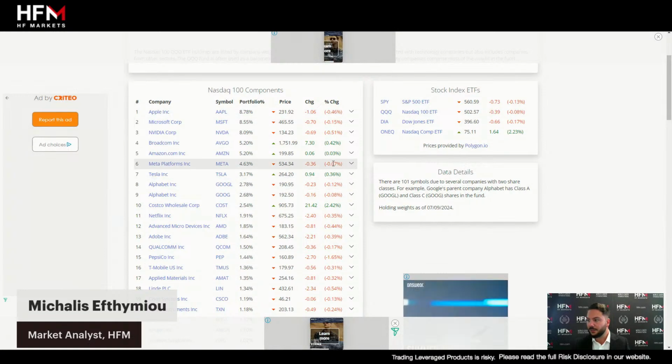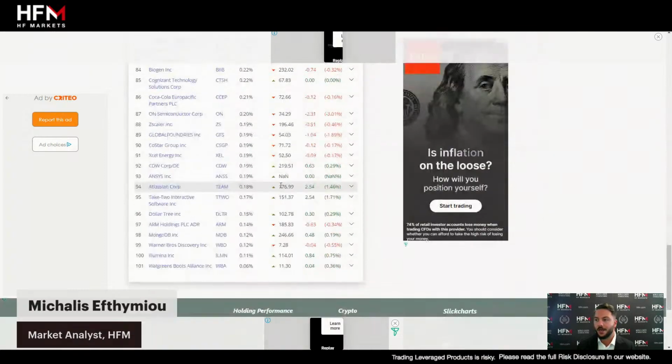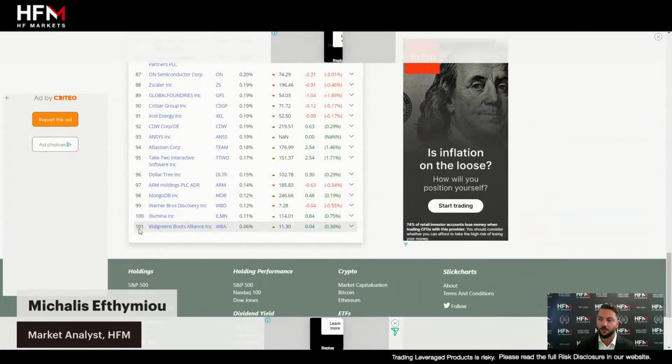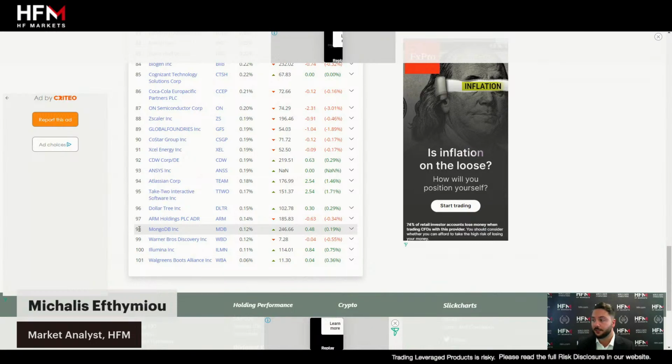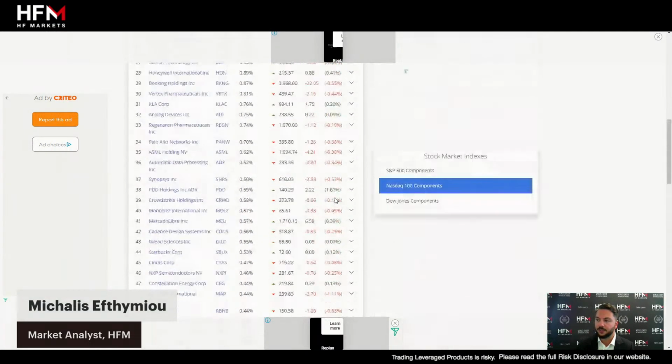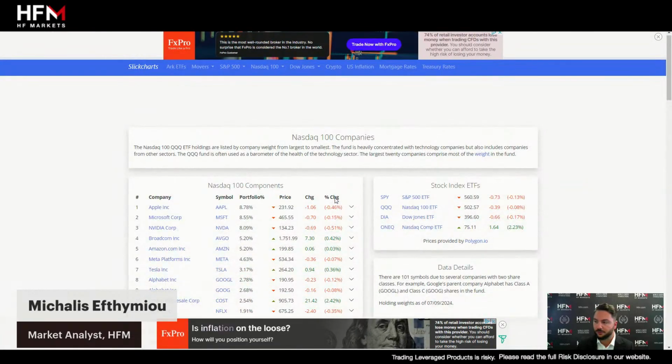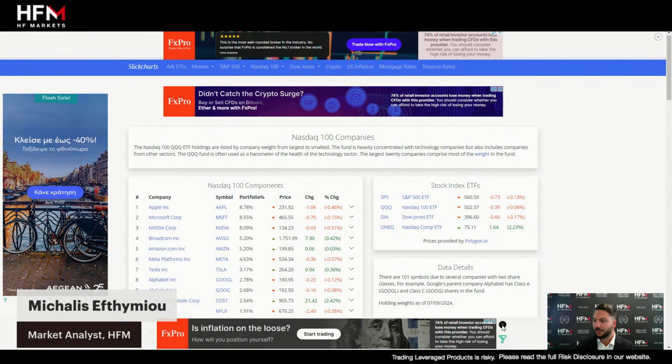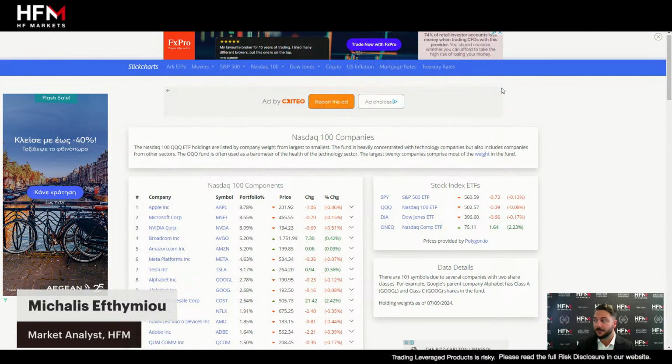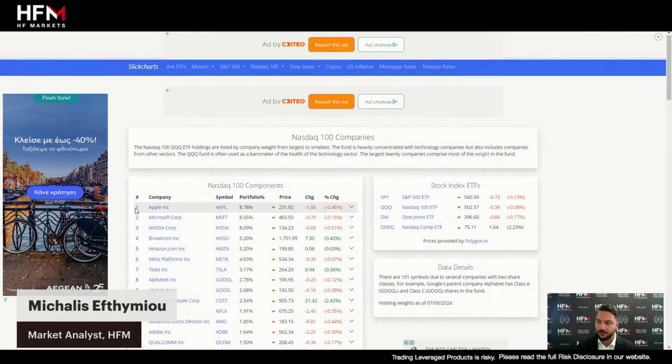Here we can see all the most influential stocks within the NASDAQ index. Of course, within the NASDAQ index we have 100 stocks. You can see here 101 stocks, because it includes the NASDAQ exchange itself, but generally speaking we consider it to be 100 stocks. What you will notice is that the stocks are ranked. You can see here that Apple is the most influential, Microsoft is the second most influential stock, then Nvidia, and so on and so forth.